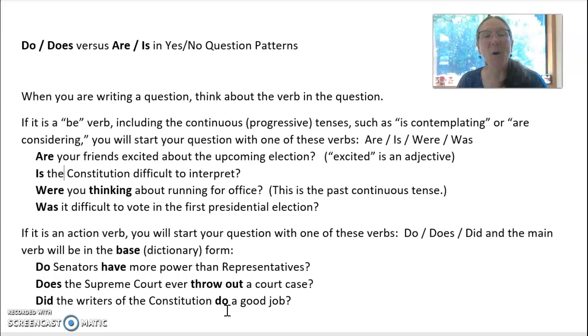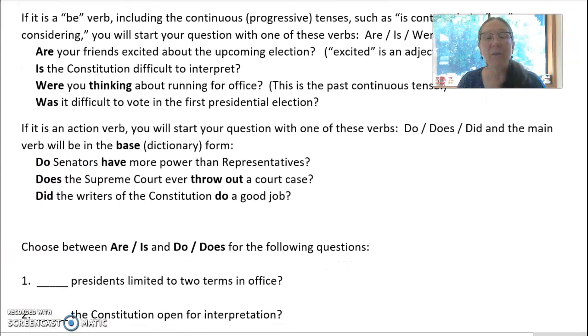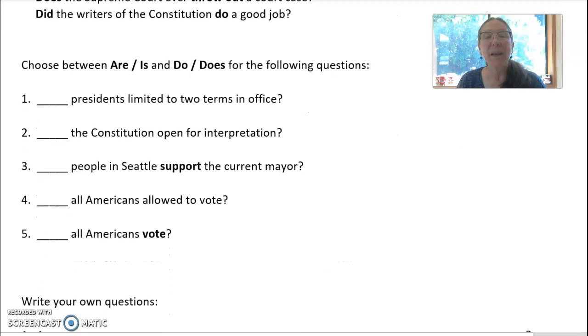So I hope that this helps a little bit with figuring out whether you're going to start with a be verb at the beginning, or whether you're going to start with do, does, or did. And down below, I have some activities for you to do. The first part is to choose between are and is, or do and does for these questions. So I want you to take a few minutes and put one of those words here: are, is, do, does.